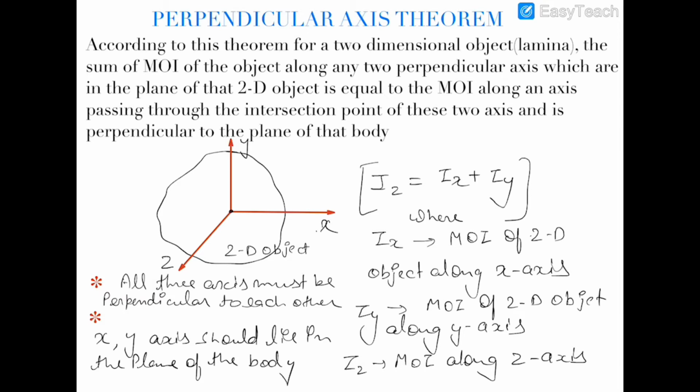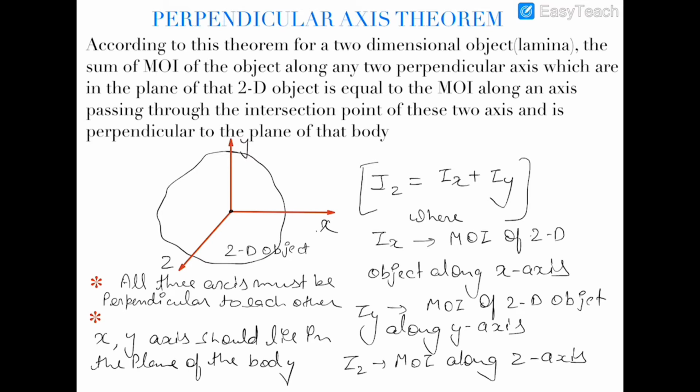Hello guys, let us now discuss the perpendicular axis theorem. According to this theorem, for a two-dimensional object, which is also called a lamina, the sum of the moments of inertia of the object along any two perpendicular axes which are in the same plane of that 2D object is equal to the moment of inertia along an axis which is passing through the intersection point of those two axes and perpendicular to the plane containing that body. Now I'll explain this in detail.